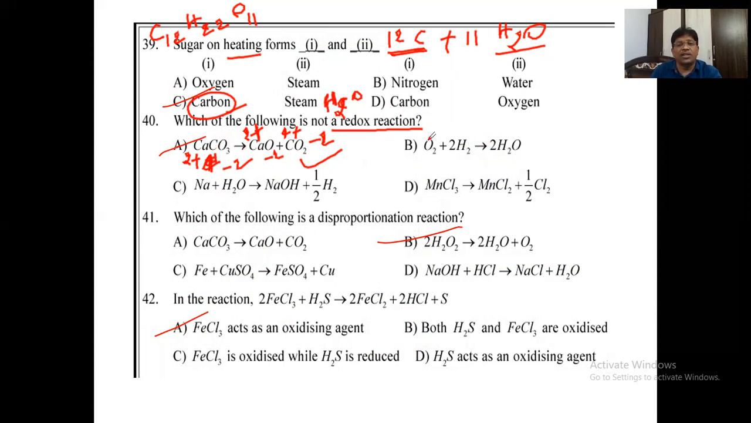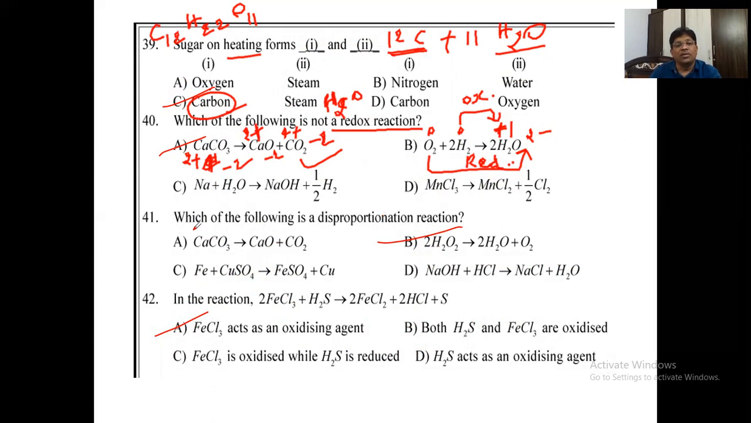Now if you take this reaction, what is happening? Oxygen is 0, hydrogen is 0. Now hydrogen is +1 here, oxygen is -2. Now 0 to -2 is a decrease in the charge. And 0 to +1 is an increase in the charge. Increase in the charge is called oxidation, and decrease in the charge is called reduction. Is that clear?